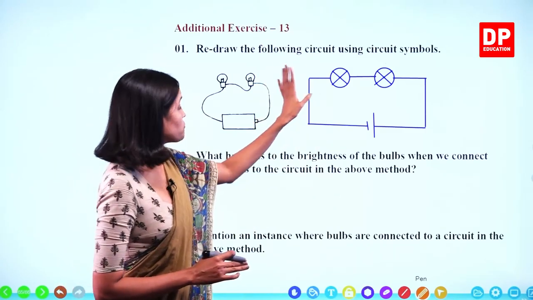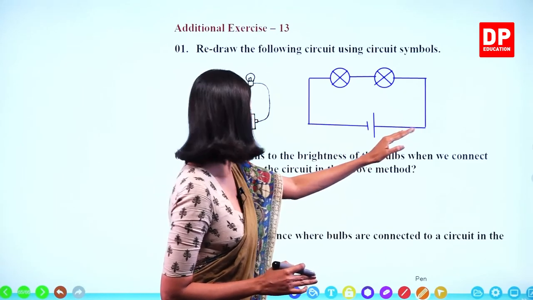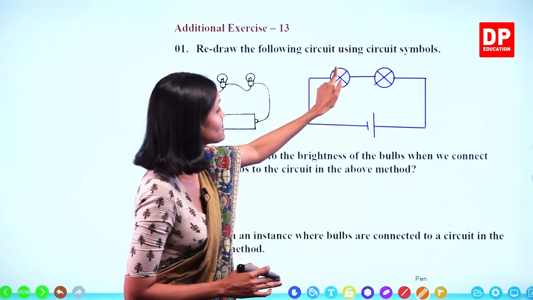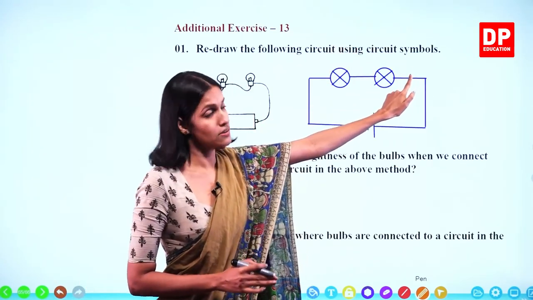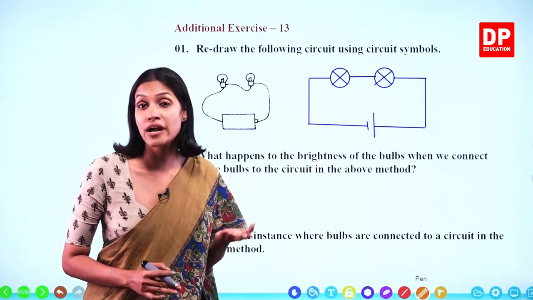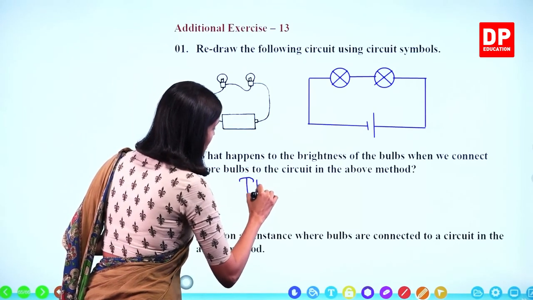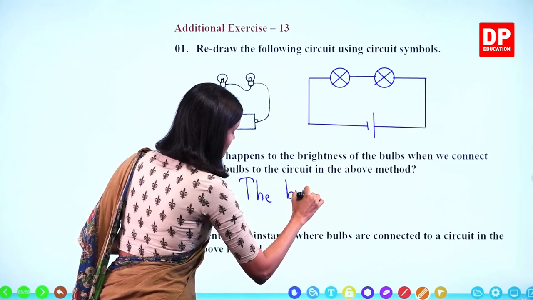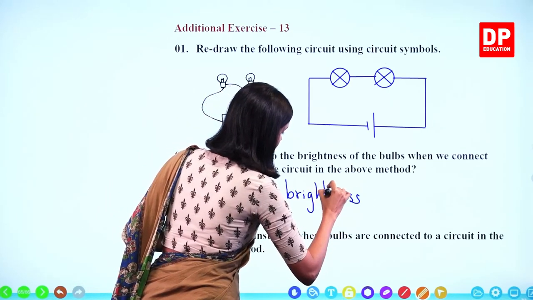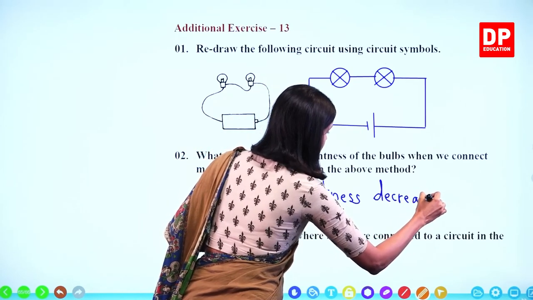Right? Therefore, what will happen? What happens to the brightness of the bulbs when we connect more bulbs to the circuit in the above method? This method means the same line, in series method. What will happen to the brightness, children? The brightness decreases. Let's write. The brightness decreases.